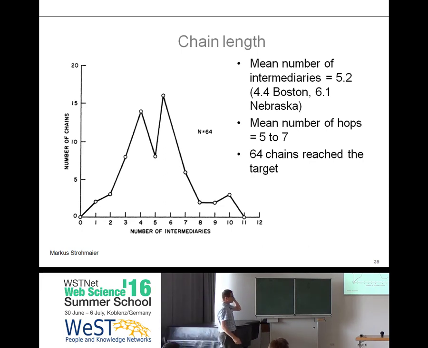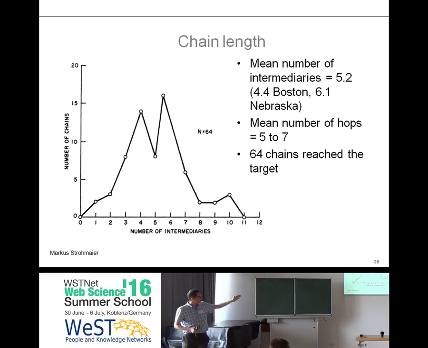But there are more problems, right? Only 64 chains reach the target out of 300. What's with the other 240? What happened to them? They did not find the target. But why? Many reasons, right? We don't know. It could be that they lost motivation to play the game. It could be there was no way to find the target. So it's very hard to say what the actual reason is.